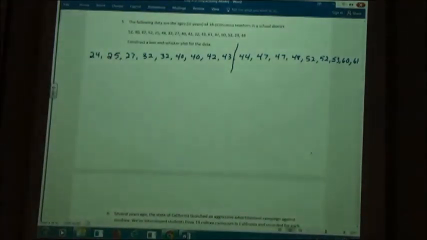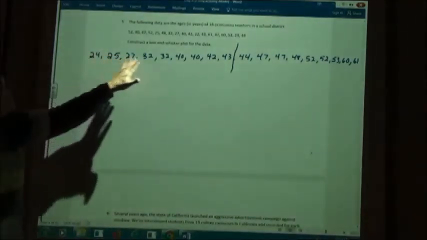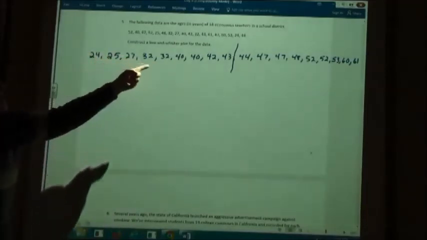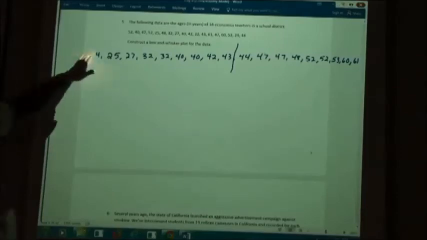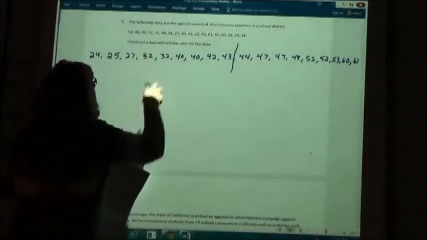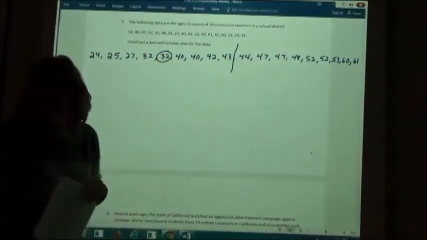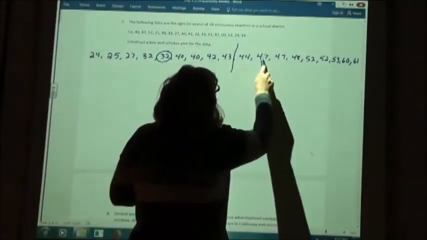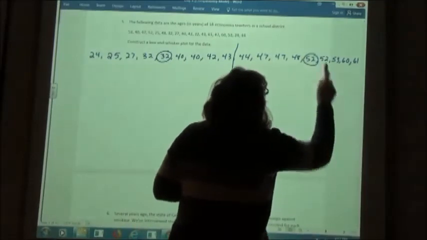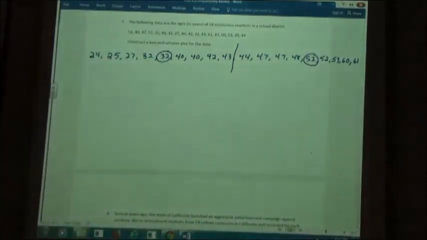Now I want to split them into quarters. So if I divide this in half, since I have 9 numbers, my middle one is going to be 1, 2, 3, 4, 5, the 32. I don't have to average that one because it's right in the middle. Over here, 1, 2, 3, 4, 5. 52 is going to be the middle one on that list.